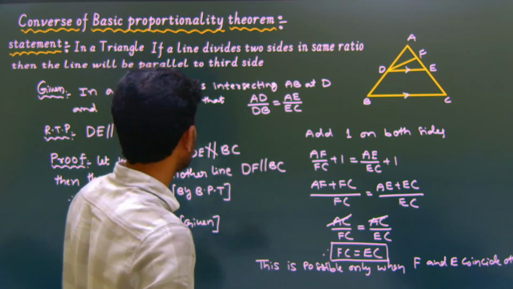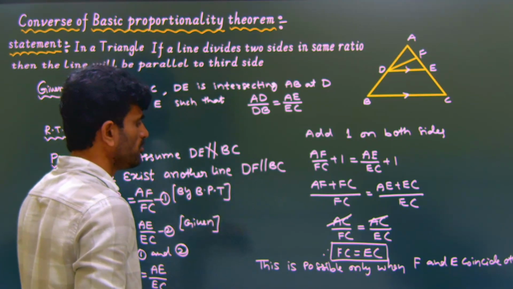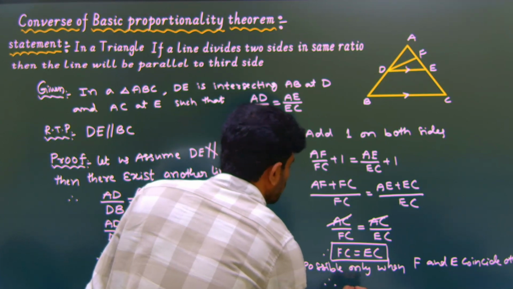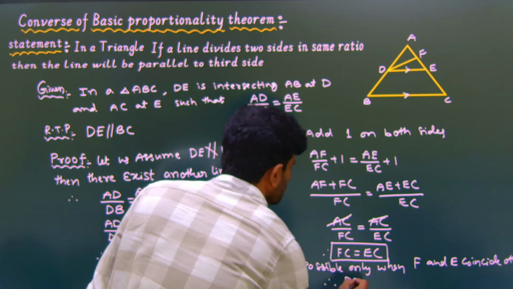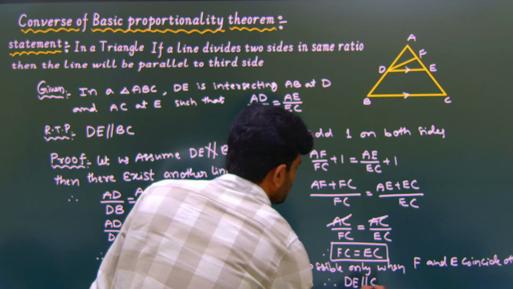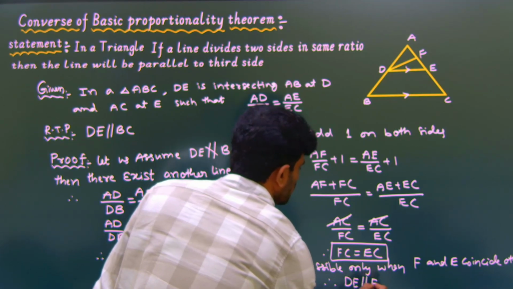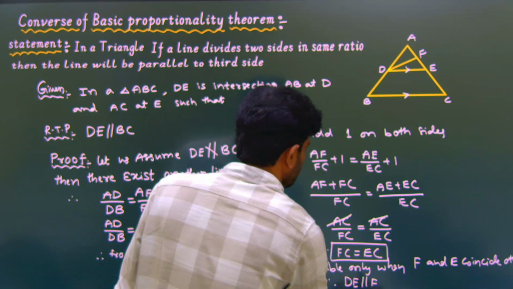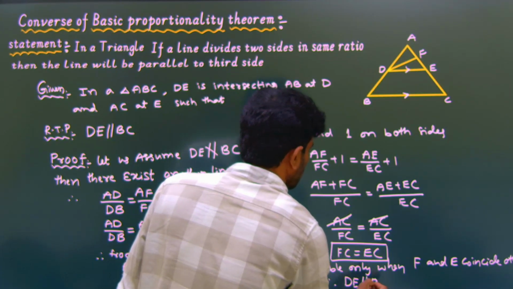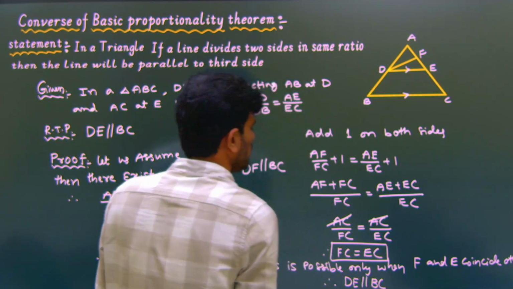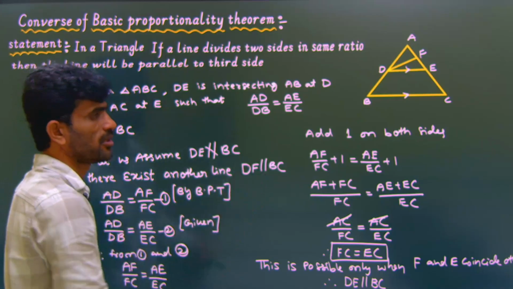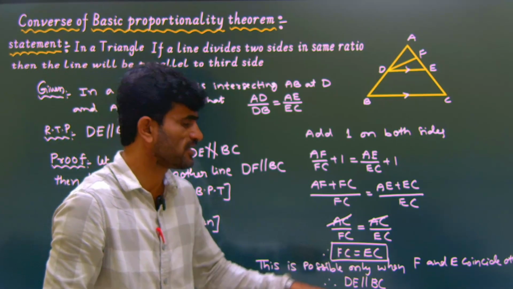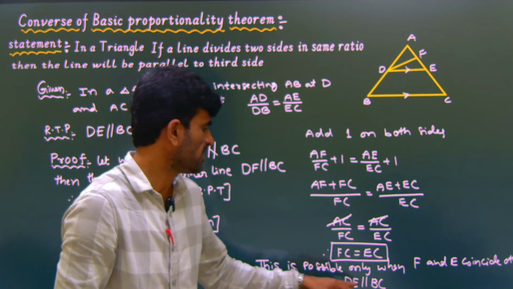So if F and E are a single point, then we took DF is parallel to BC. That means there will be only one line, DE, parallel to BC such that it divides other two sides in the same ratio. If it divides other two sides in the same ratio, then what it means? DE is parallel to BC, because DF is parallel to BC. Now F is equal to E only, then only FC and EC are equal. So DE is parallel to BC.